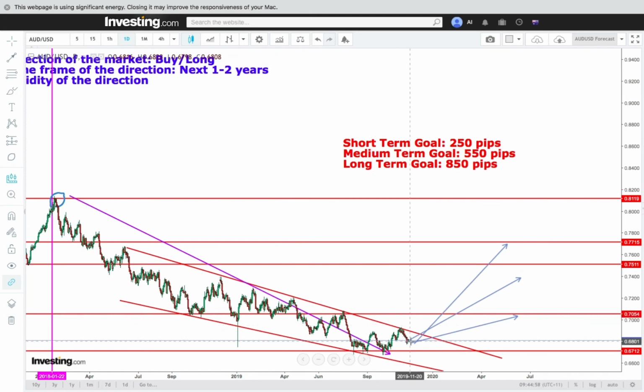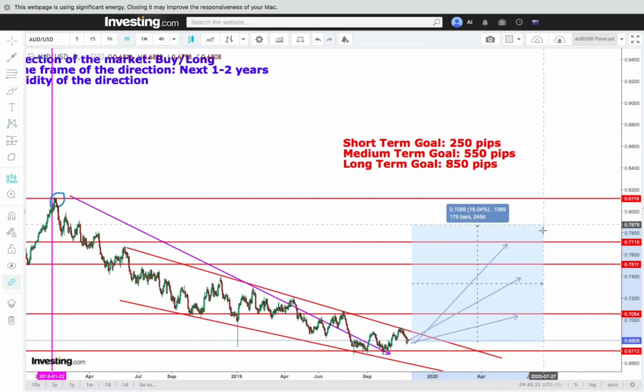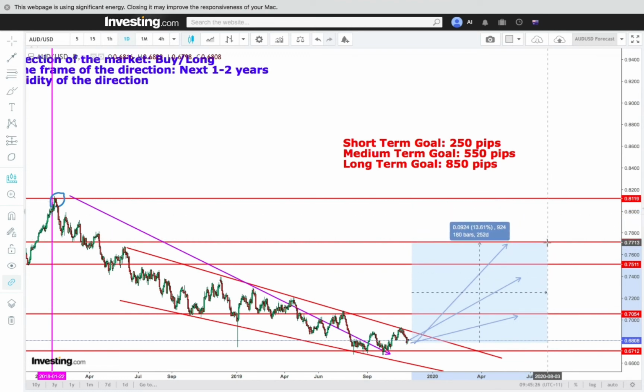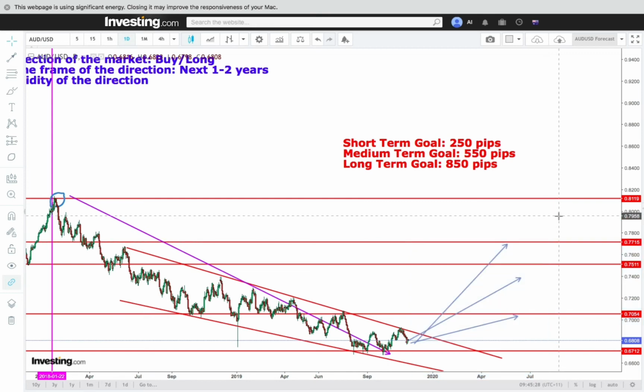And from this point, it's going to go up here. In the short term, you can make 250 pips. And then in the mid-term range, you can make 540, 550 pips. That's our mid-term goal, all right? But if you have a very long-term investor mindset, up here, 900 pips. That is the forecast. Now, what could possibly happen in the meantime in this long time frame?